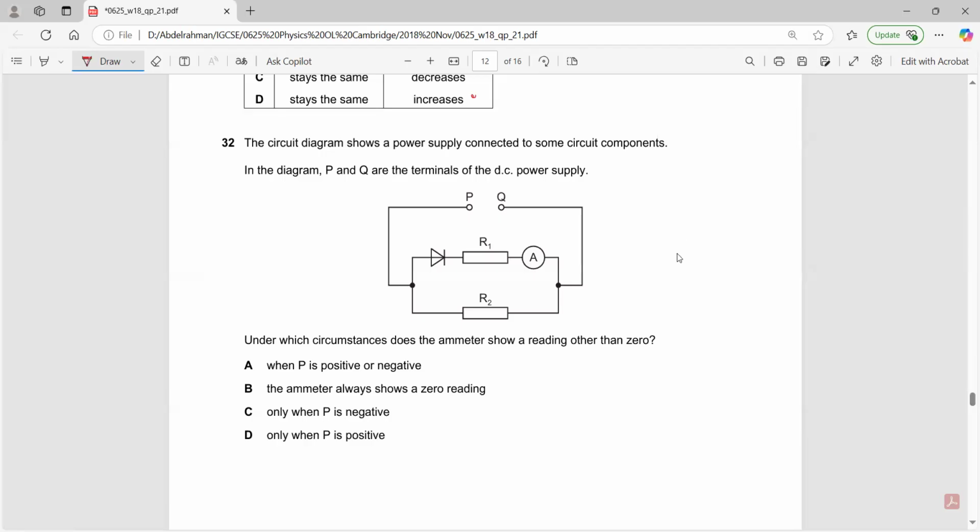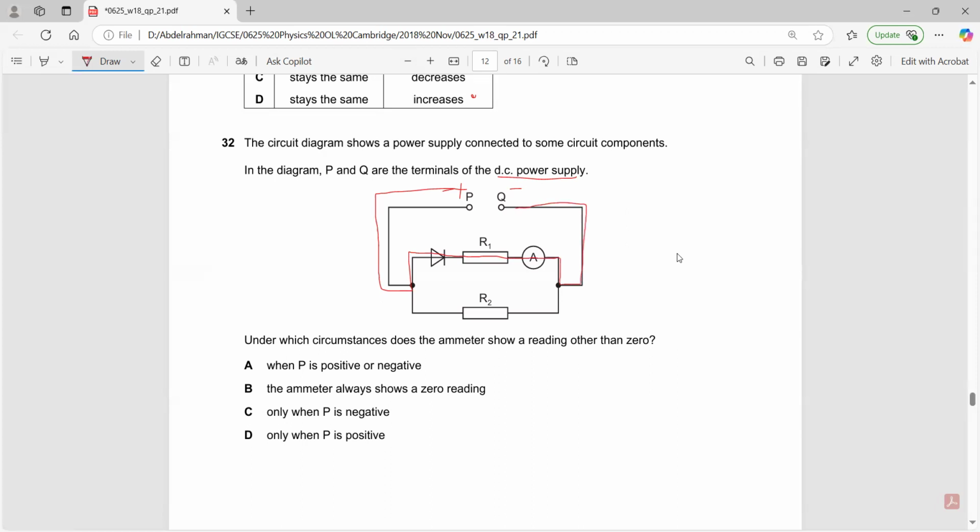This is a diode, and this is a DC power supply. You could flip the battery if you want to, but if you have, for example, P positive and Q negative, the current would pass this way. Would it pass through the diode? Yes.